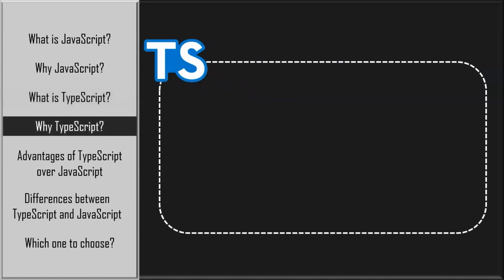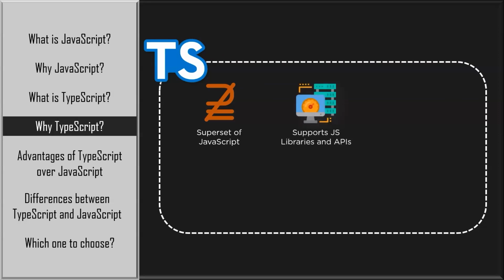Now let's look at some of the key features of TypeScript that make you want to use it. Firstly, it's a superset of JavaScript. As mentioned earlier, TypeScript is a superset of JavaScript. It supports all JavaScript libraries and APIs. In fact, Angular, which is a JavaScript framework used to build single-page applications, is completely written in TypeScript.